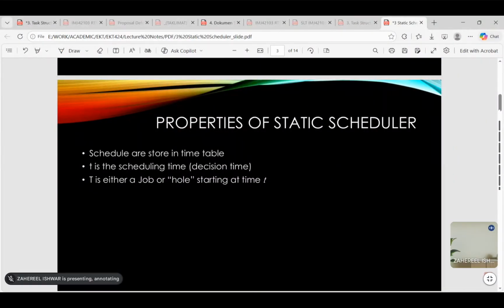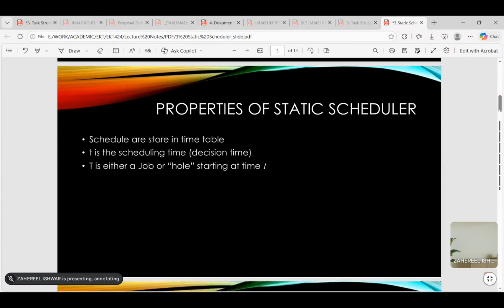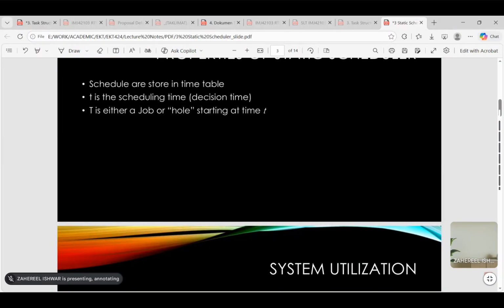So properties of static scheduler. Schedules are stored in a timetable. Okay, the small t is the scheduling time, the decision time, and the capital T is either a job or a hole starting at time equal to t. Hole means nothing runs at that time, right? The CPU is free.